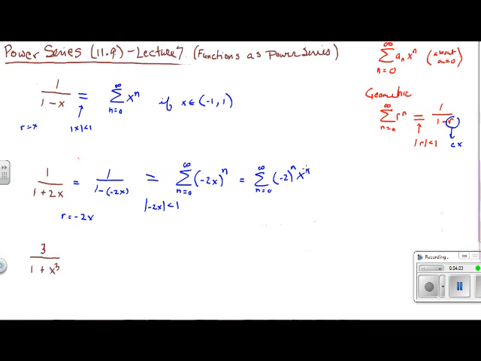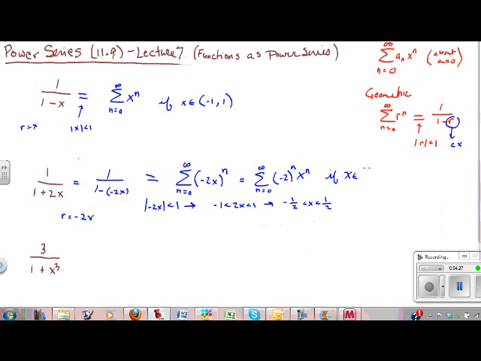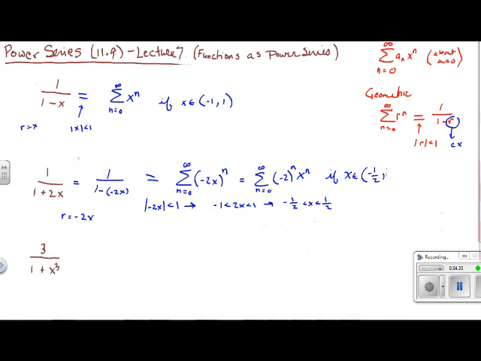It's better to write power series so you isolate the x. Now what's the interval? Well, the absolute value of minus 2x less than 1 is the same as saying -1 is less than 2x less than 1, right? Which is the same as saying -1/2 less than x less than 1/2. So the interval on which these two functions are equal is the interval from -1/2 to 1/2. And with geometric series, you don't have to worry about the endpoints because it won't converge at the endpoints.